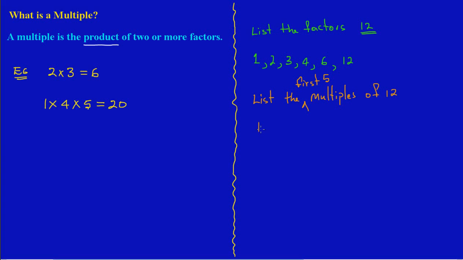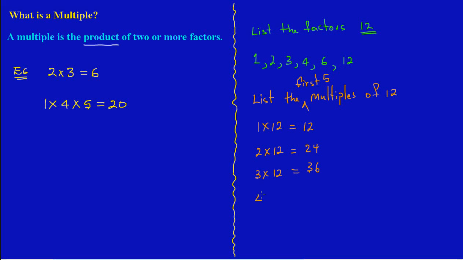I could say 1 times 12 is equal to 12, so 12 would be the first multiple. Then I could say 2 times 12, and that's equal to 24. And then I could say 3 times 12, and that is equal to 36.